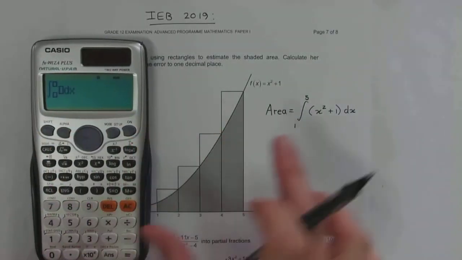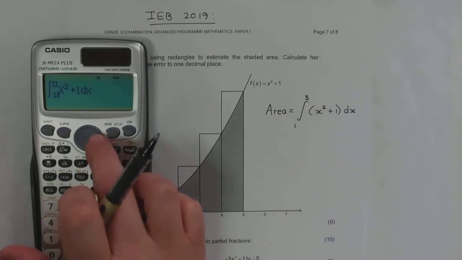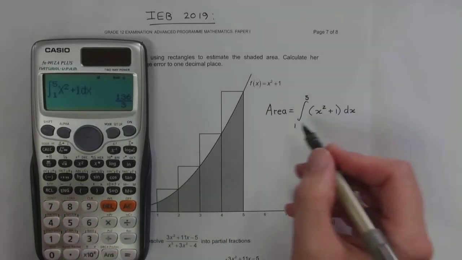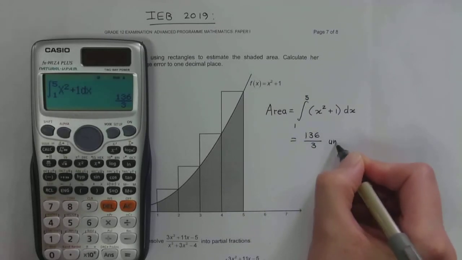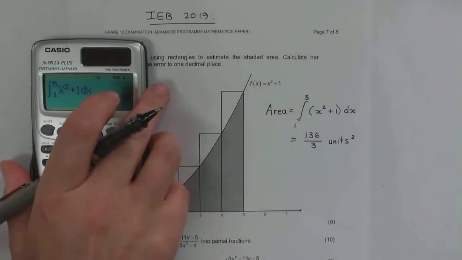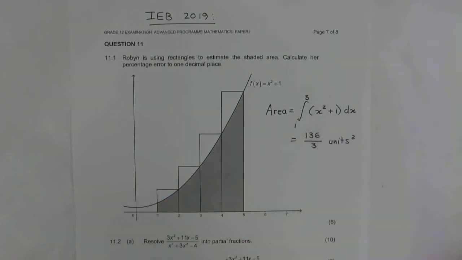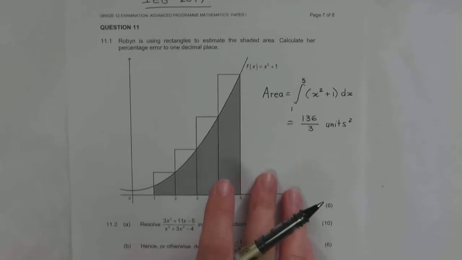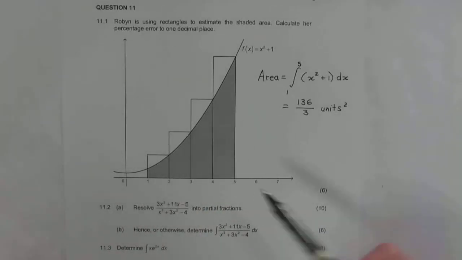So the integral of x squared plus 1 going from 1 to 5 is equal to 136 over 3 units squared, because I'm working out the area. And because all of those areas were above the curve, I didn't have to use the absolute value brackets in there. So this is the accurate area using the definite integral. But now I have to almost use a Riemann sum. They did say that they're not going to do Riemann sums anymore in the final exam, but they're going to use this version of just working out the area of the rectangles.